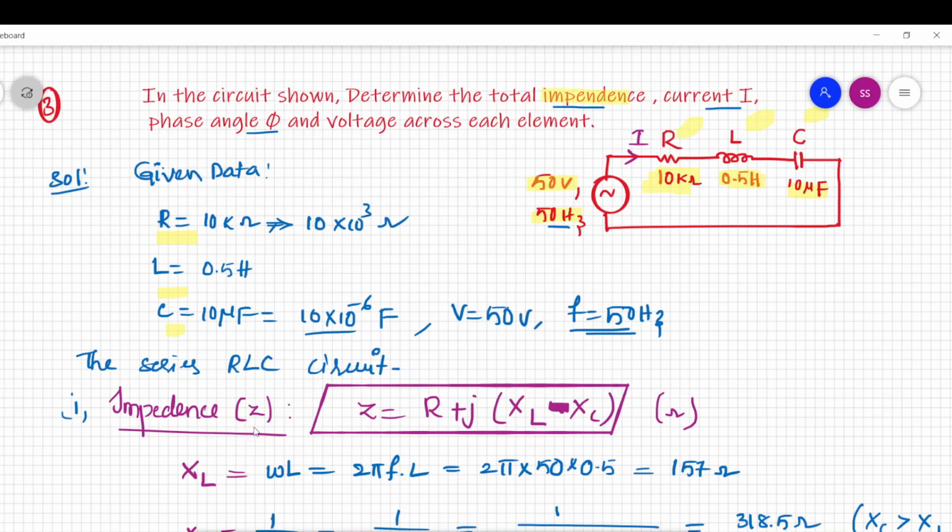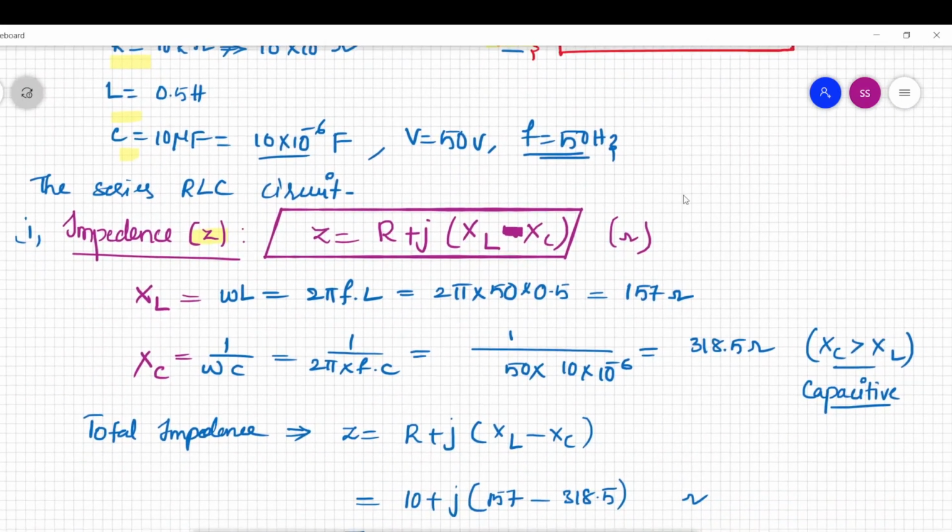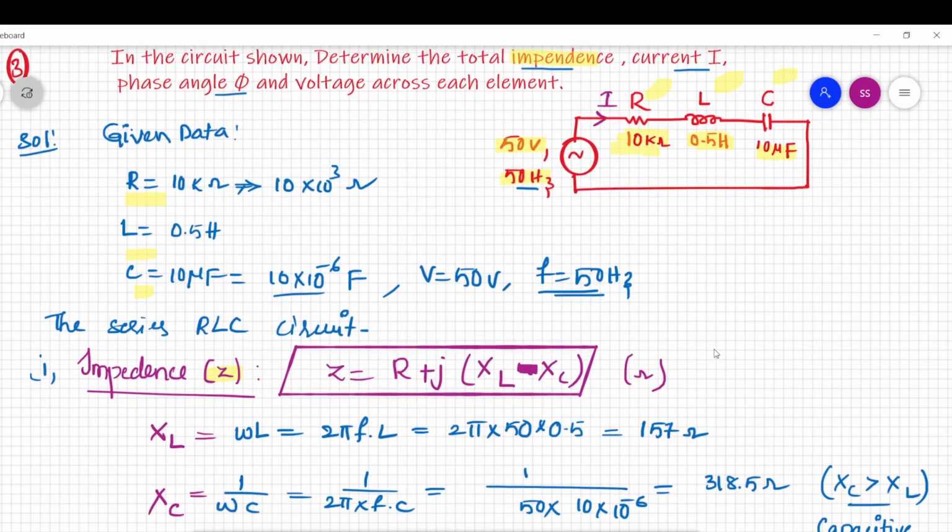We are going to find the impedance first. Let Z be the impedance. For a series RLC circuit, it is R plus j into XL minus XC, in ohms, right? We need to find XL and XC because we have the R value, that is 10 ohms. It is 10 ohms, not 10 kilo ohm. We need to find the voltage across each element, current through the circuit and phase angle. First let us find the impedance, that is Z equals R plus j into XL minus XC in ohms.